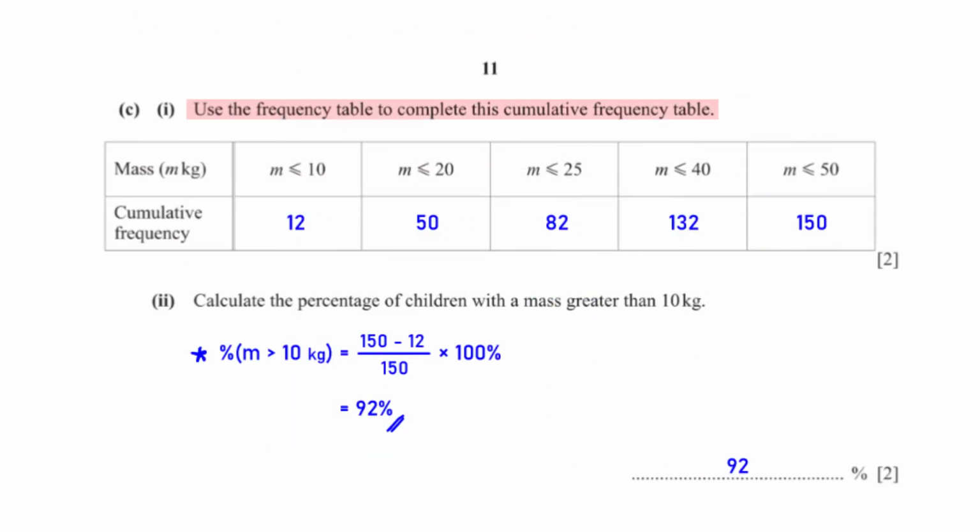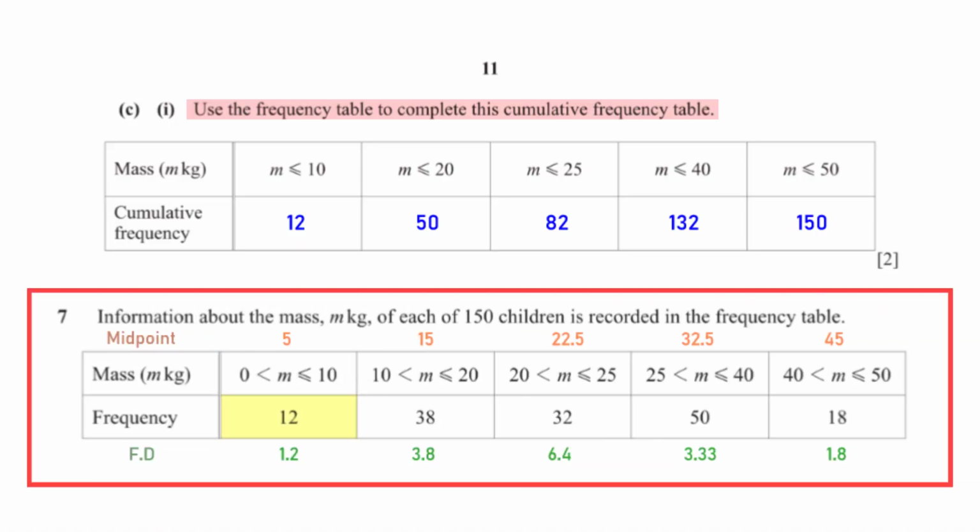Use the frequency table to complete this cumulative frequency table. For m is less than or equal to 10, the cumulative frequency is 12. For m is less than or equal to 20, the cumulative frequency is 12 plus 38, which is equal to 50. For m is less than or equal to 25, the cumulative frequency is 50 plus 32, which is equal to 82.